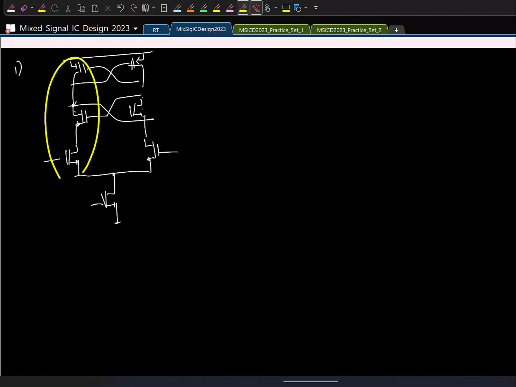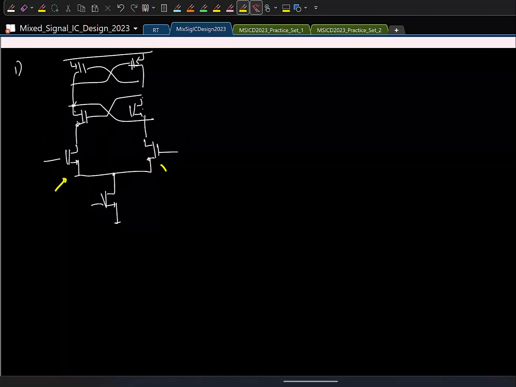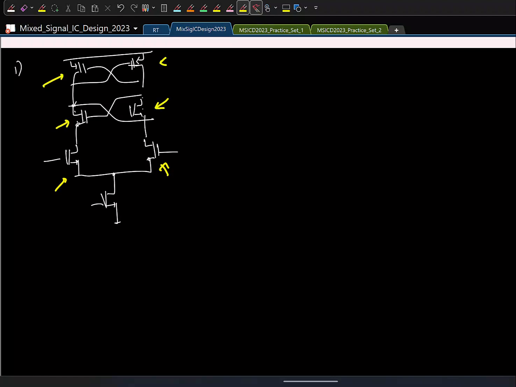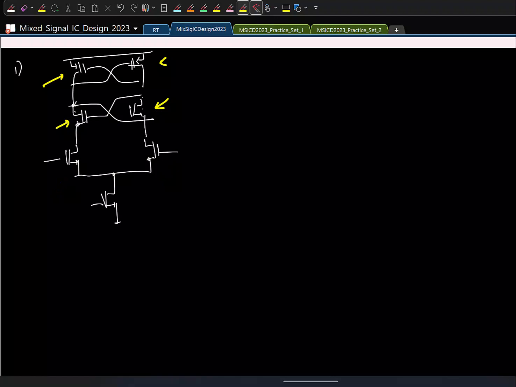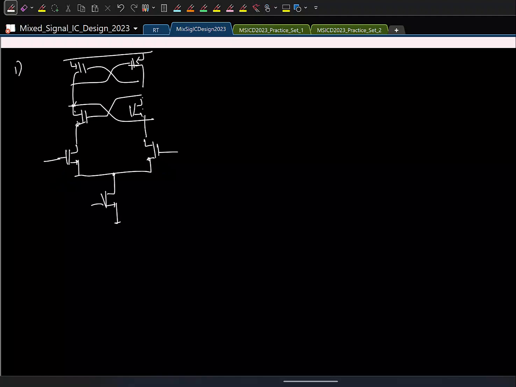Now we have basically two differential halves, and we have always assumed that the two halves are identical. That is, this transistor is identical to this transistor, and so on. But in practice, no two things are identical. There will be some mismatch. This could be mismatches in the threshold voltage of transistors, mismatch in the device sizes, mismatch in the mobility, and so on. So if there is a mismatch, what will happen is this.